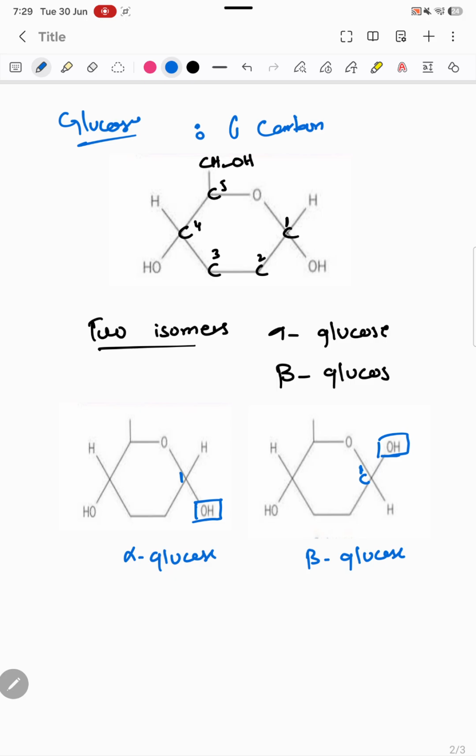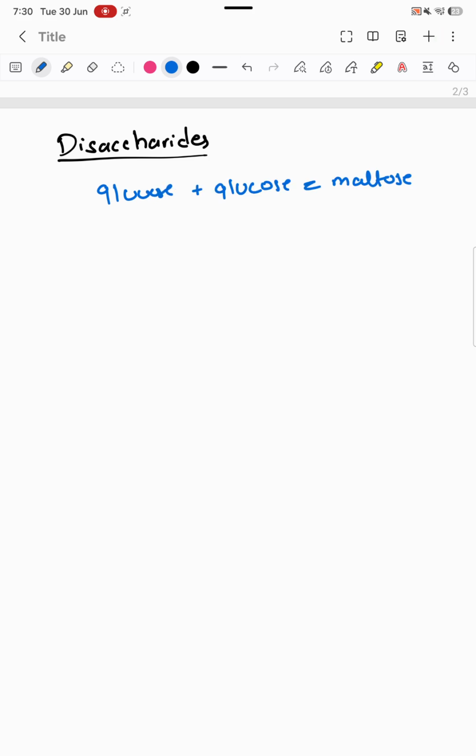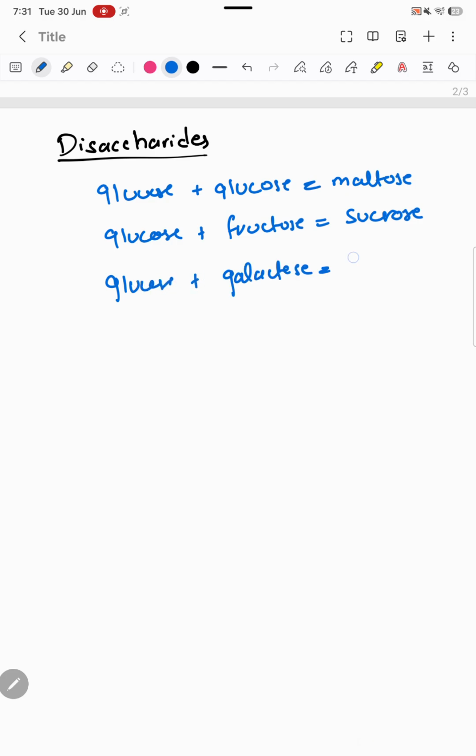So when two monosaccharides combine together, they make a disaccharide. So the disaccharide is another group of carbohydrates. When glucose and glucose combine together, they make maltose. When glucose combines with fructose, they form sucrose. And when glucose combines with galactose, they form lactose. So maltose, sucrose, and lactose are examples of disaccharides.